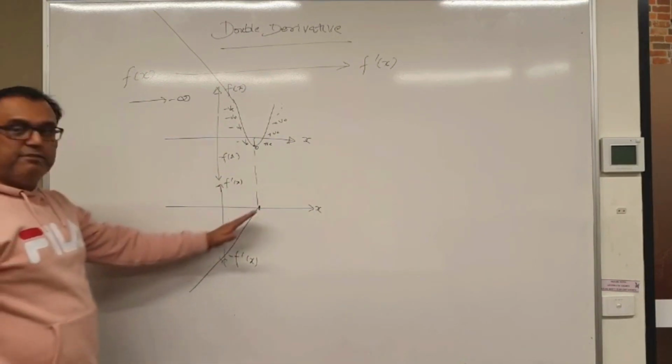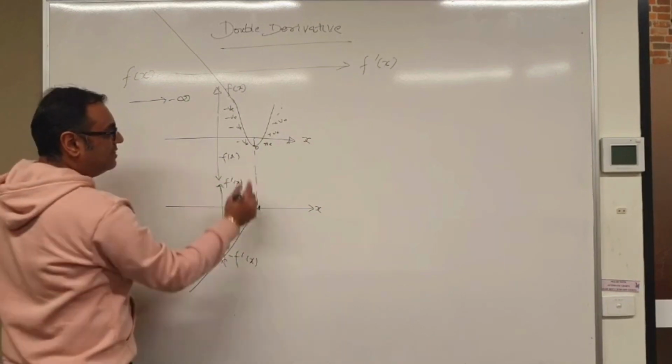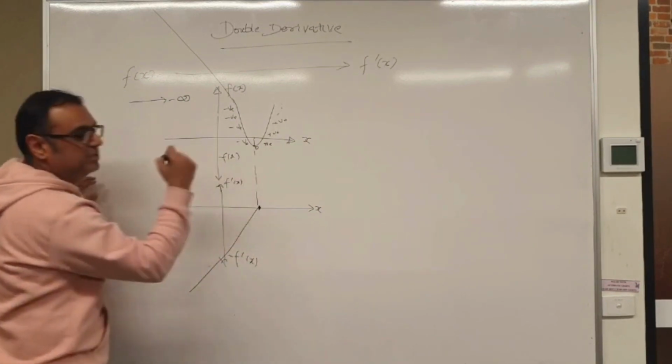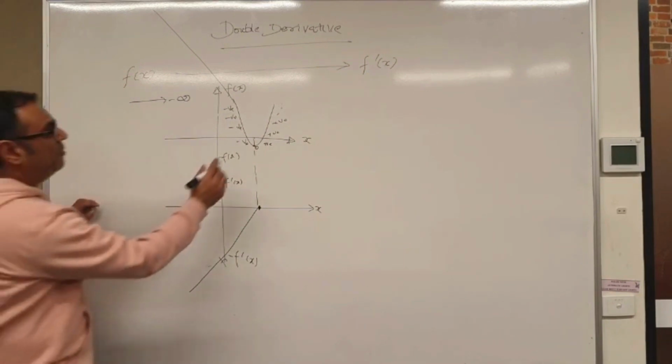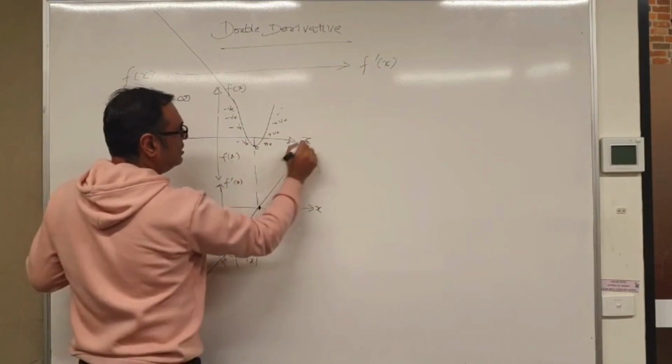Yes, it's all negative, it stays underneath. At this point, it is 0. At this point, it is 0. And then from here, it takes off to the positive infinity, you see here.